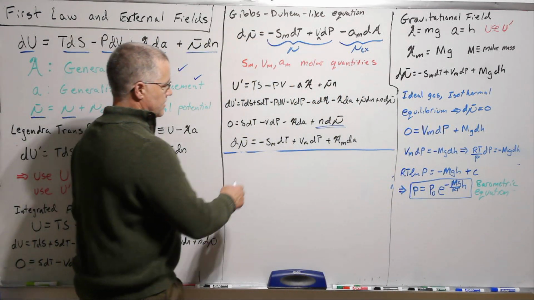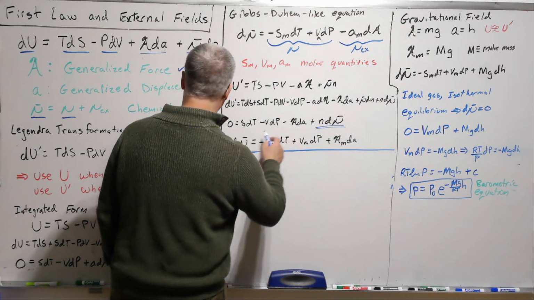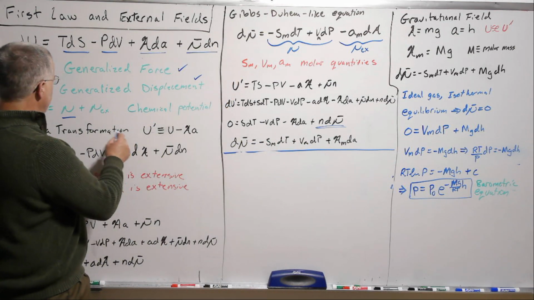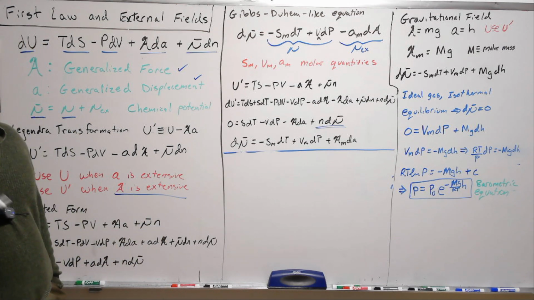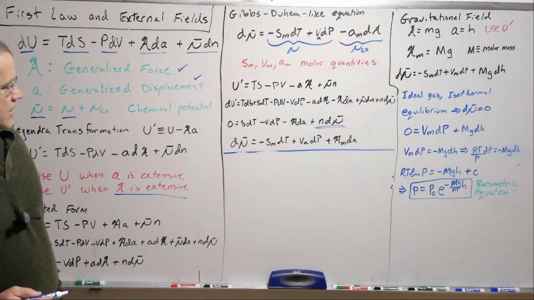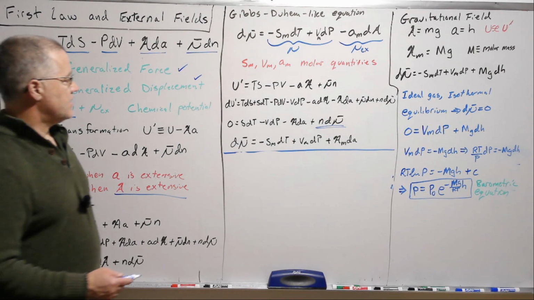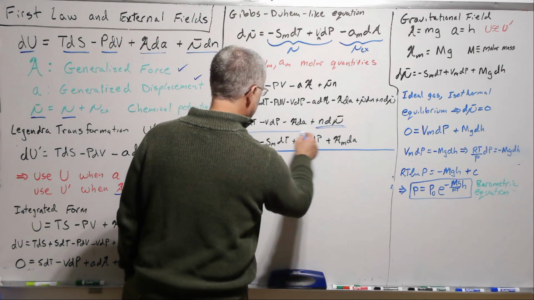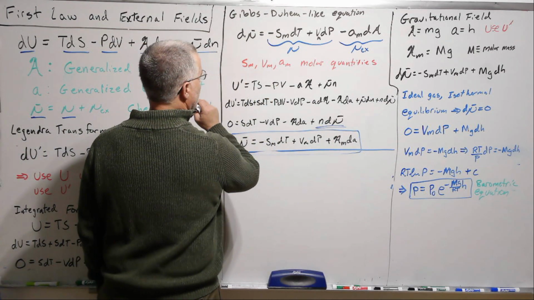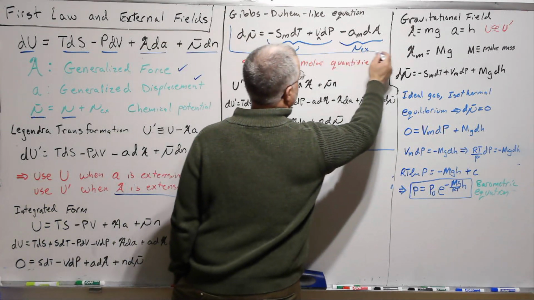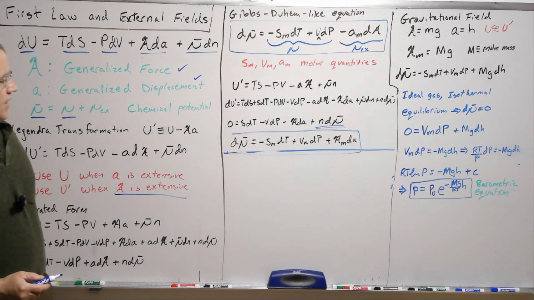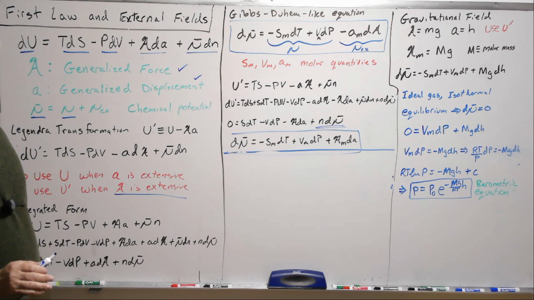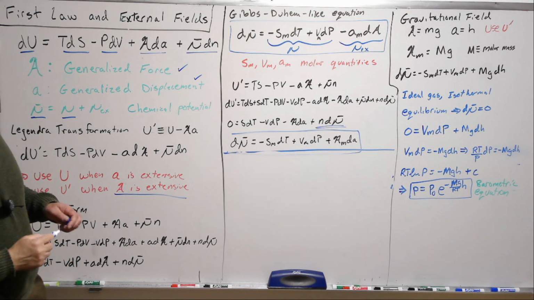And we see that it's important that we made this Legendre transformation if now we are in the case that A, capital A, fancy A, is extensive. Because then we can get an expression here. So we have these two expressions for the chemical potential in terms of partial molar quantities.